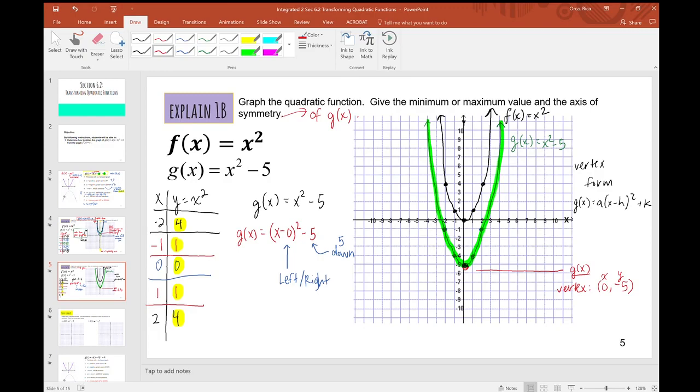Because our parabola opens up, our vertex becomes the minimum point, and our minimum y value is at negative 5. The axis of symmetry is the line that cuts our parabola in half, and the line that divides it in half is at x equals 0.